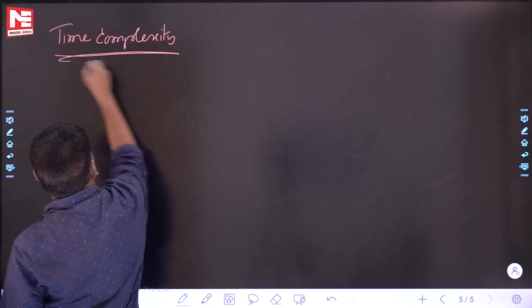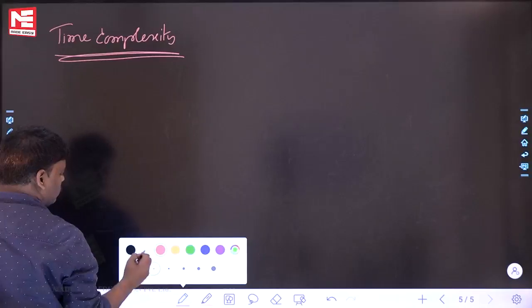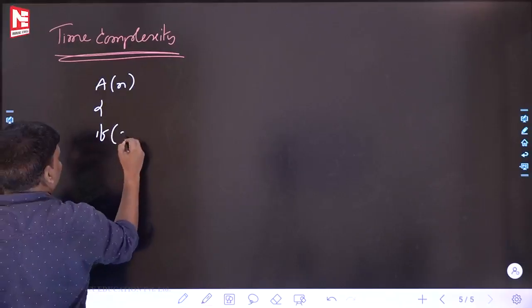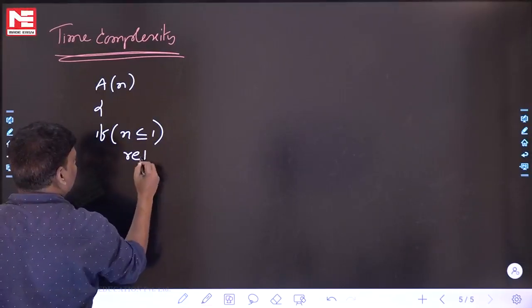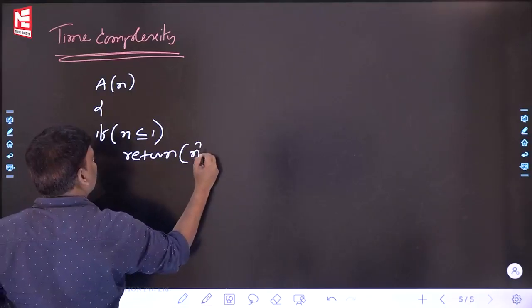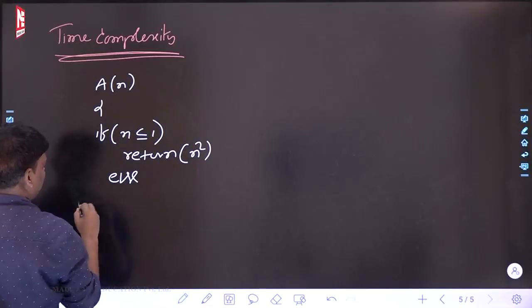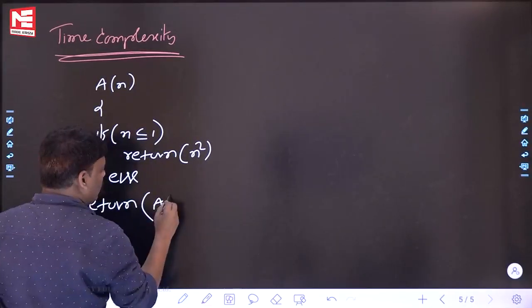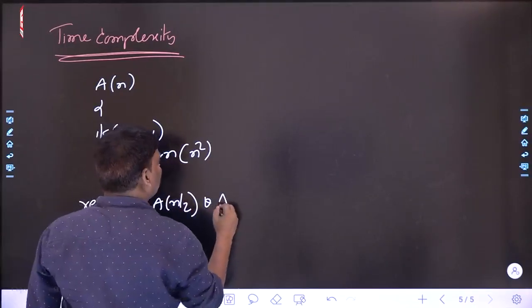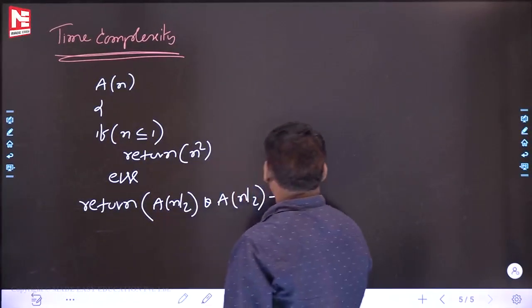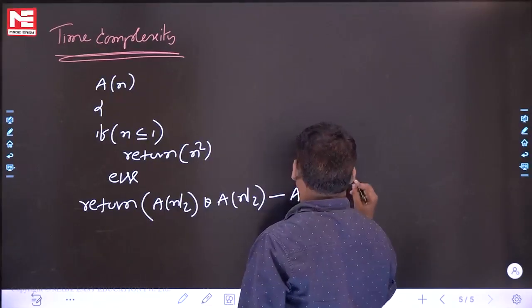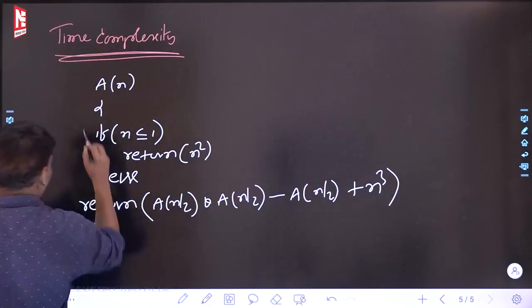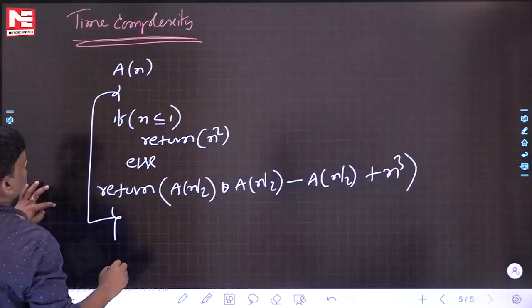Time complexity finding. See this also. A small mistake you may do wrong. Please see this also. A of n: if n less than or equal to 1, return n square, else return A of n by 2 into A of n by 2 minus A of n by 2 plus n cube. Right, end of this. Time complexity finding, right?